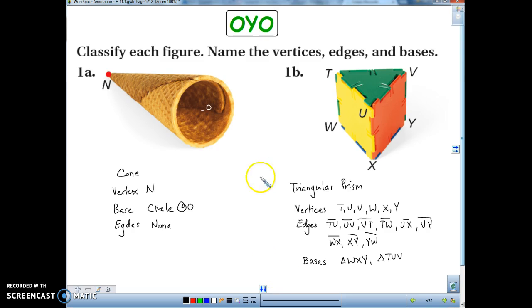Okay, so here are your answers. If you were to classify 1A, it's a cone, has one vertex at N. Its base is a circle. They didn't give us the center, so I just made one up. And then there are no edges to the cone. For 1B, this is called a triangular prism. The vertices, edges, and bases are listed. Only two bases, triangle WYX and triangle TUV.